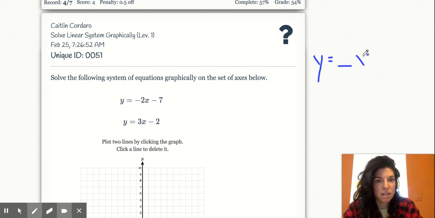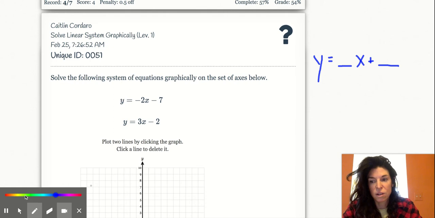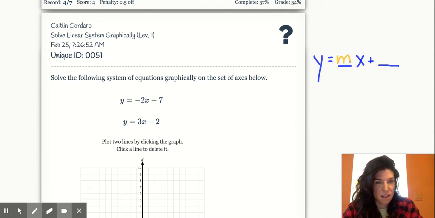in front of the x plus some other number that's by itself, it tells us what the graph is going to look like. So that number that's in front of the x, we put an m there to represent that, just since we don't know the number yet. And that number represents the slope.